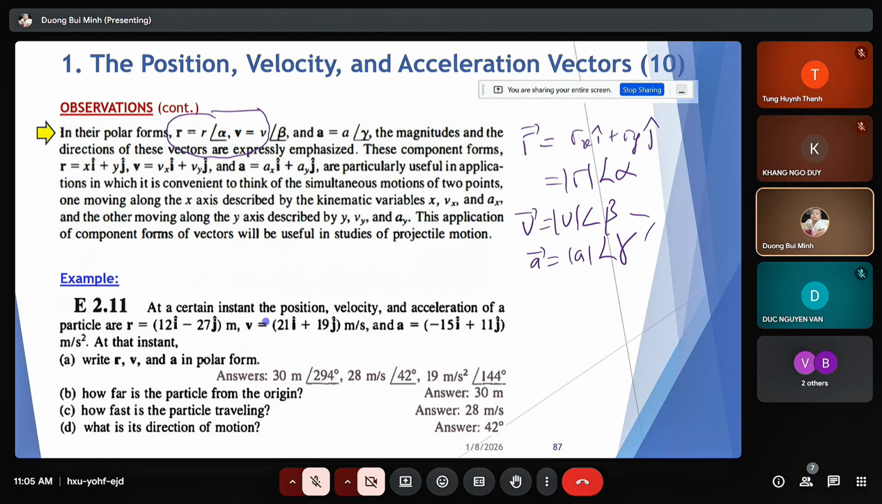For example, look, at a certain instant, the position, velocity, and acceleration of a particle are like this. This is the coordinate format, we have an x-axis and a y-axis. So write r, v, a in polar form, that means magnitude and phase angle: magnitude, phase angle, magnitude, phase angle. So now we have three vectors.